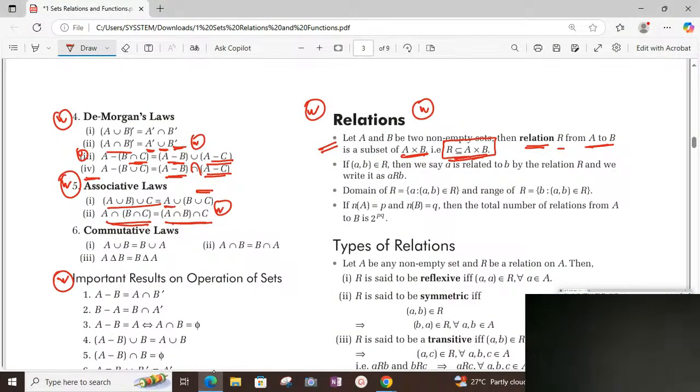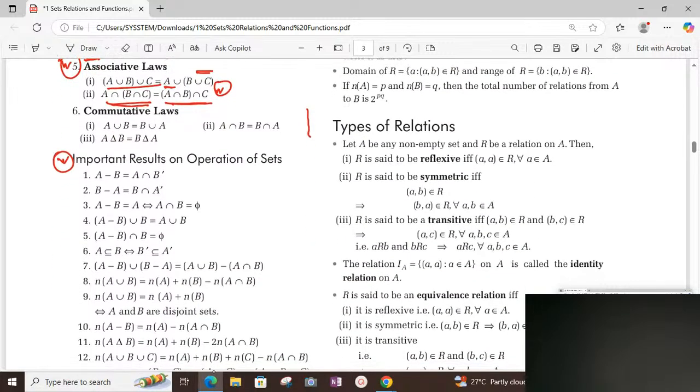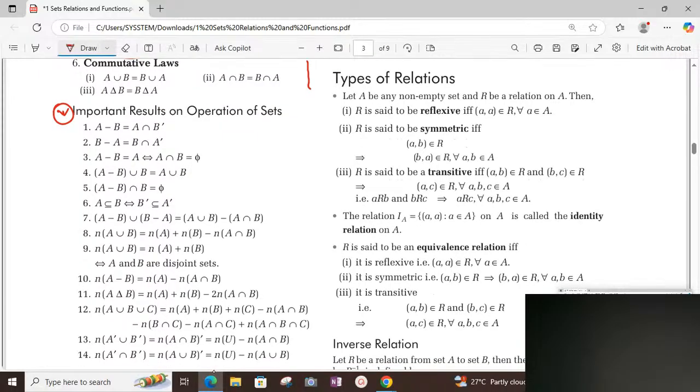Now discuss types of relation. Let A and B be any non-empty sets, and R be a relation on A. Then R is said to be reflexive if the ordered pair (a, a) is an element of R for all a in A. R is said to be symmetric if (a, b) is an element of R and (b, a) is also an element of R for all a and b, then we say this is a symmetric relation.